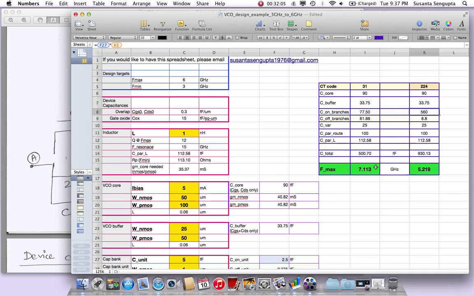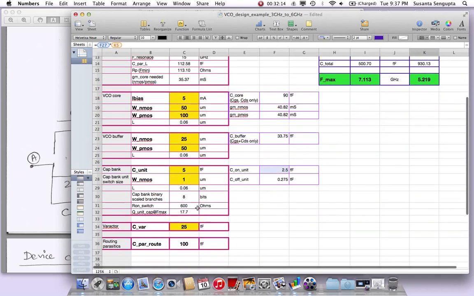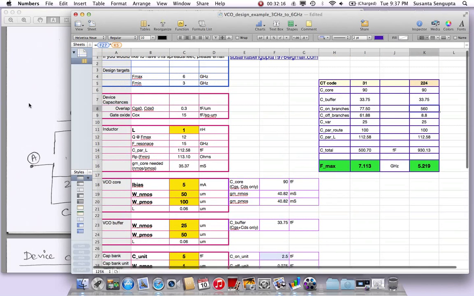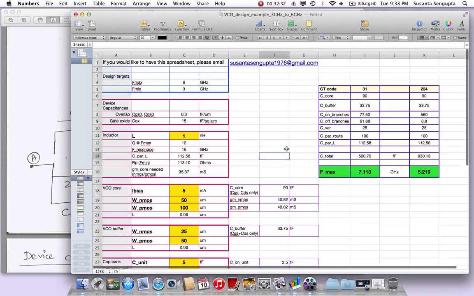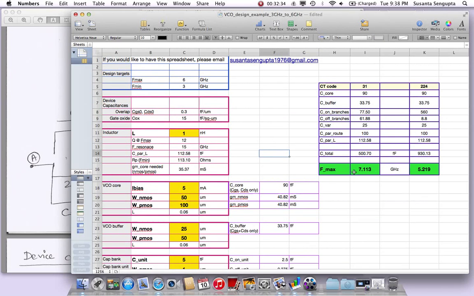So here we get F max and F min, and by doing all this, each and every part of it, the core, the inductor part, we have tried to find out all the possible capacitances which are going to be there in the VCO at different CT code conditions. And CT code is that 8-bit code I'm putting into the discrete cap bank. So based on that we have calculated it. So this gives you a framework for doing this, but now as you can see I'm not able to hit the target. Now what do?